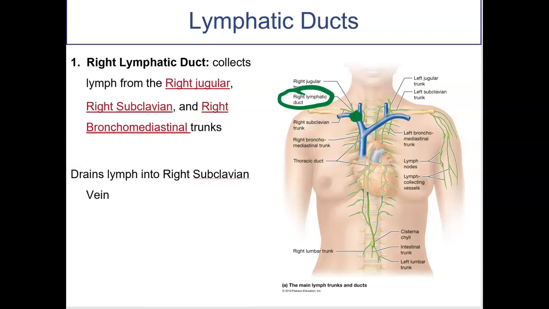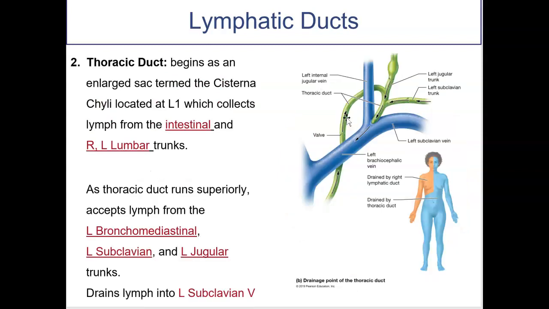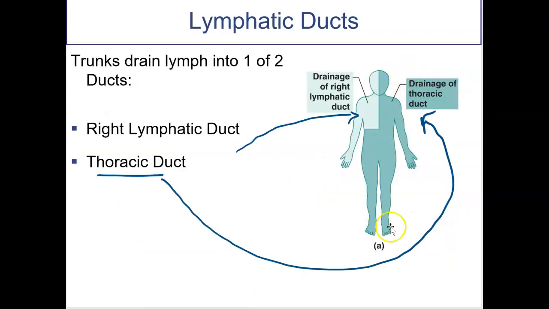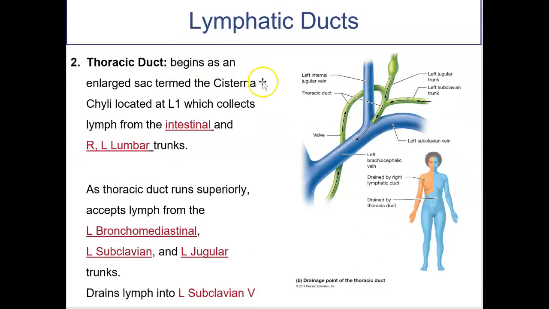And you might notice that it is right next to the right subclavian vein. And so once that lymph comes back to the duct, it's been cleaned and purified, and then that lymph dumps into the right subclavian vein, and that's how it gets back to the blood. Now, if we look at the thoracic duct, again, this is the largest duct. Notice this one, it actually starts down in the abdomen as something called the cisterna chyli.